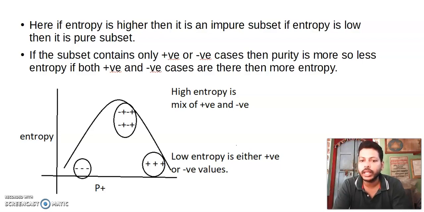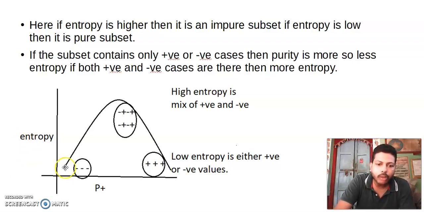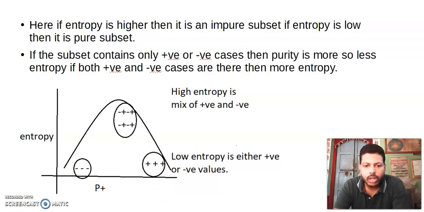If both positive and negative cases are there, then more entropy. I have already told, if only one kind of data is present, then it is less entropy. If both kinds of data are present equally, that is more entropy. You can see the graph on the screen, plotted between P positive and entropy. From P negative to P positive it moves along the x-axis, and on the y-axis entropy is increasing. When it was only P negative, the entropy was low. When it is only P positive, it is low. When positive and negative cases are both there, you can see the entropy touching its highest point, the crest is here. In this way entropy varies.